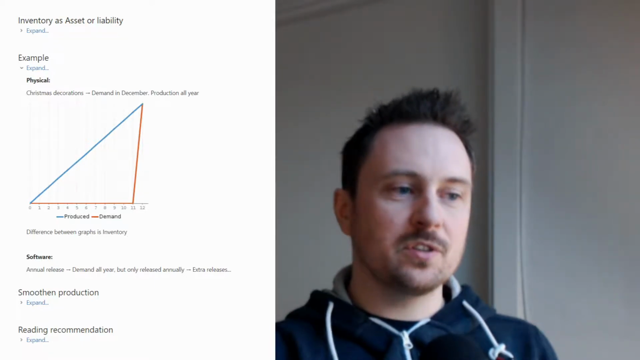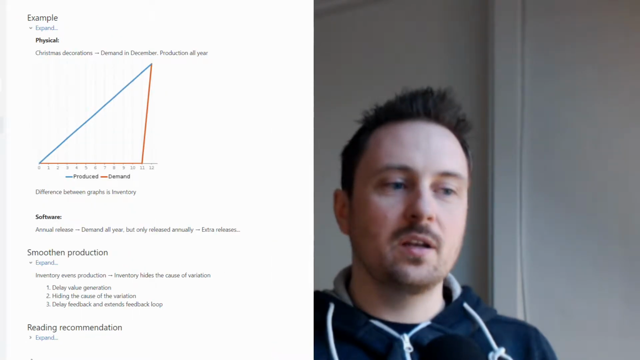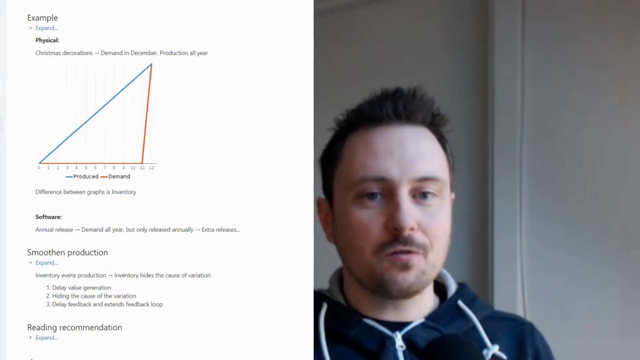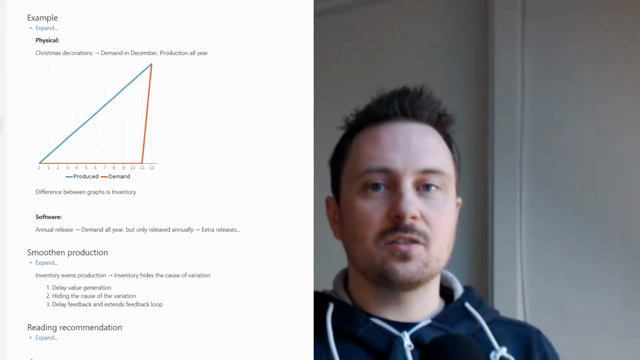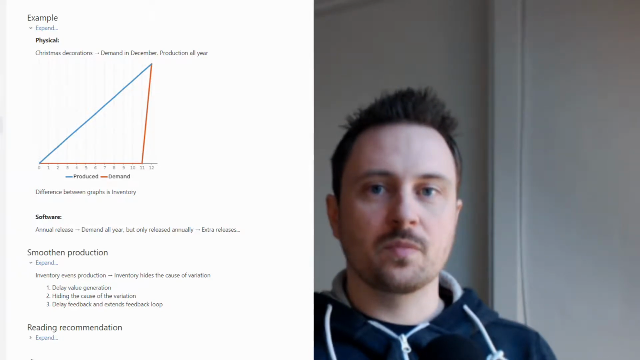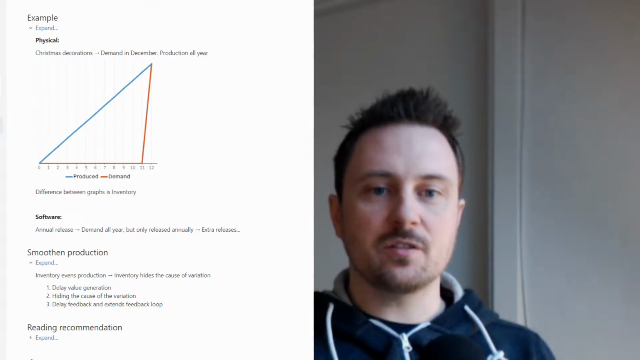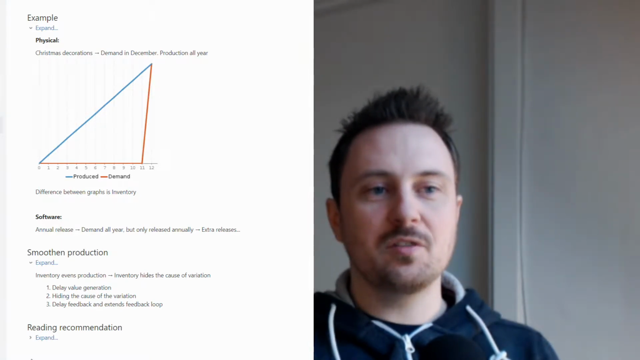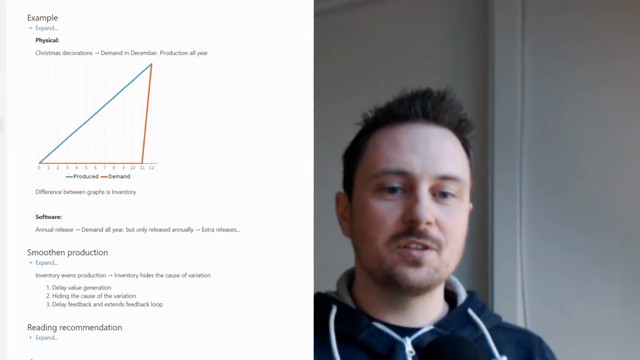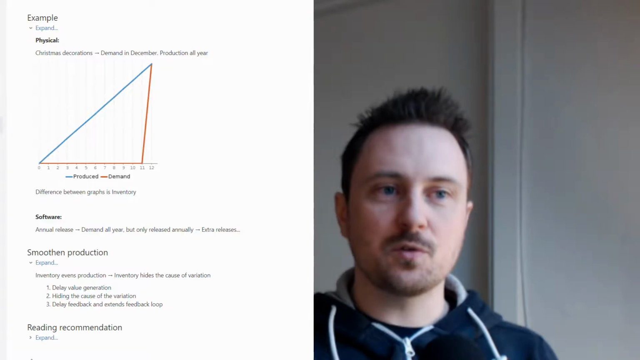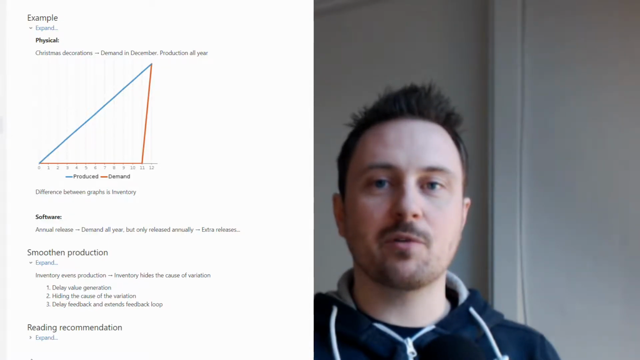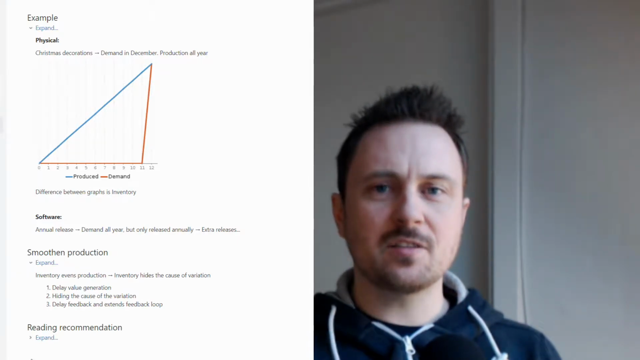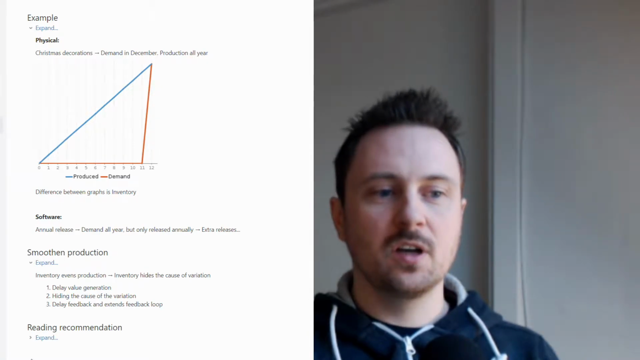So one of the key points that I hear a lot of people mentioning when they're saying inventory or buffers are good, both in games and software development and physical production, is that it helps smoothen the production. So it evens out the variations. But that's exactly my point here: by evening out variations, you are hiding the problem. You are simply hiding the fact that Christmas ornaments do not sell all year. They only sell in December. So why would you produce them in January if they only sell in December? That's really the key point here.